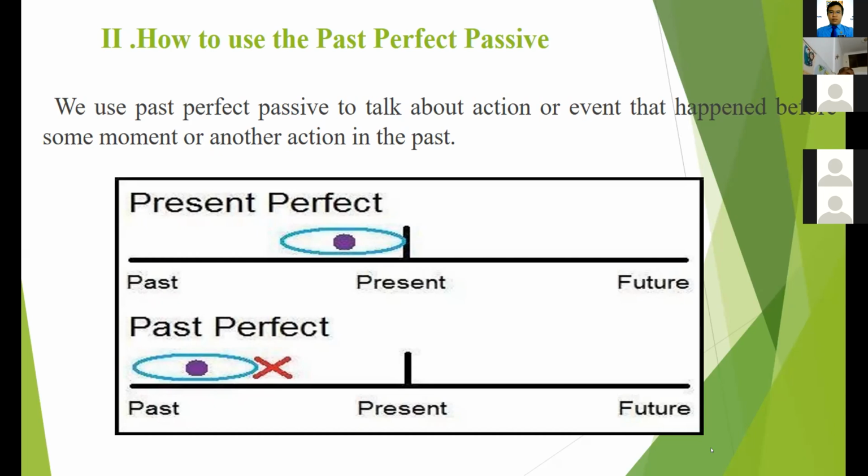The past perfect passive occurs most often in sentences that express an action that occurs before another action in the past, or that express an action that began in the past and continued up until another action in the past also. Yes, next point on this slide.